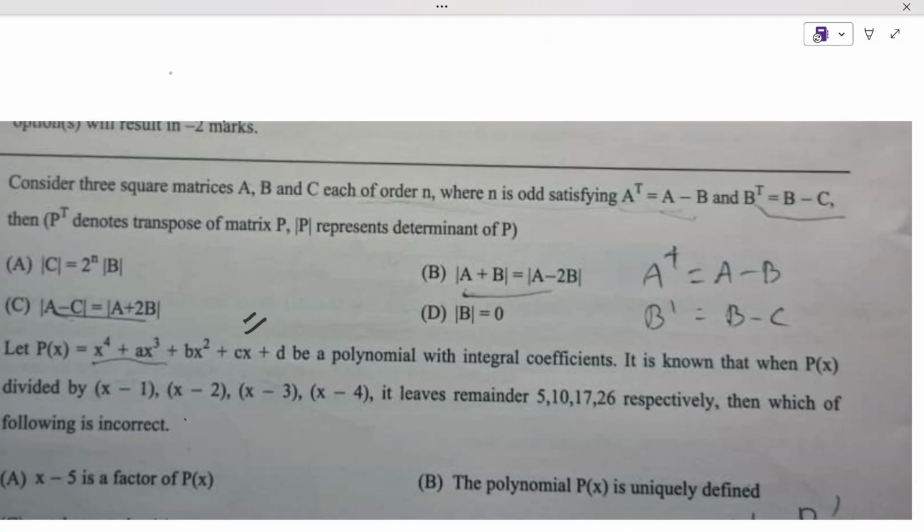So first let's solve this one. What is it? A transpose is A. So mod C is equal to this. I have to calculate. We'll get back to this. No worries.